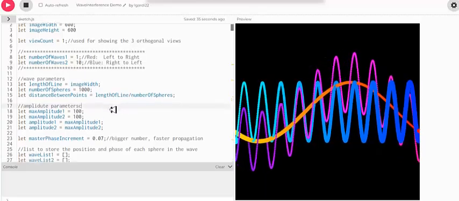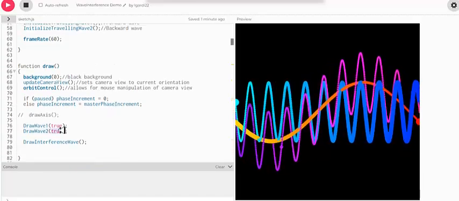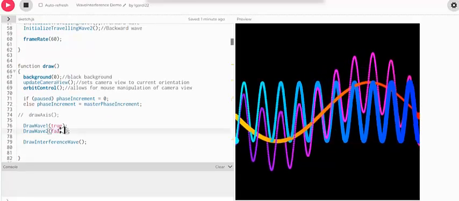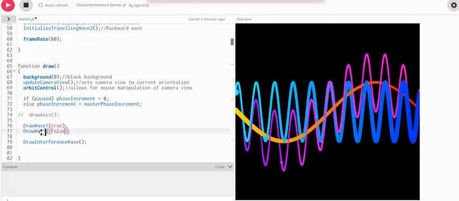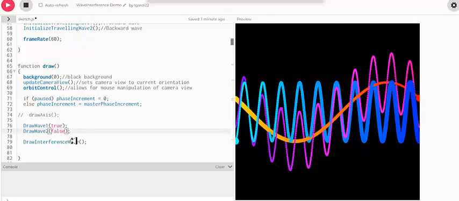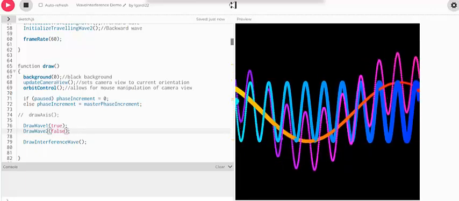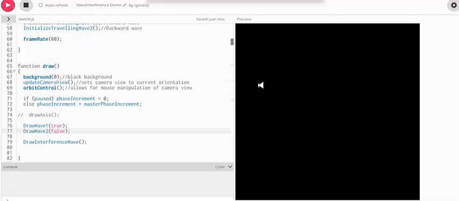And so what I'm going to do is I'm going to actually disable the blue wave here. I'm going to just turn this to false. I don't want to disable this entirely because there's some computations that I'm doing in DrawWave 2 that the interference wave needs, and so I just set this to false, and I just don't draw. Although I do the calculations, I don't draw the blue wave.